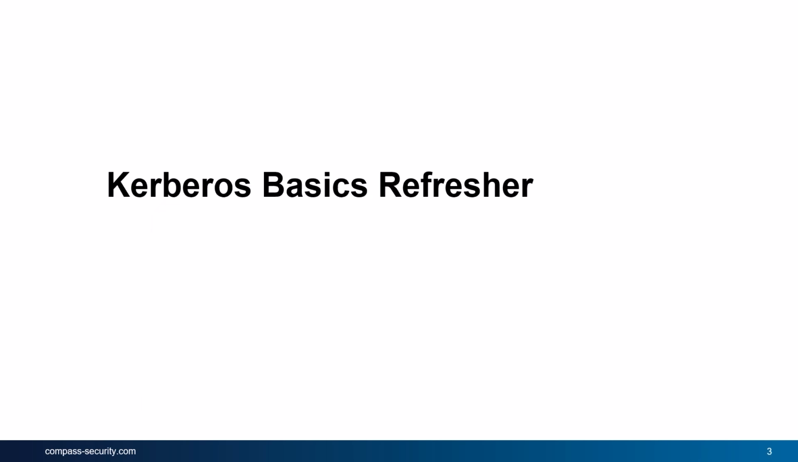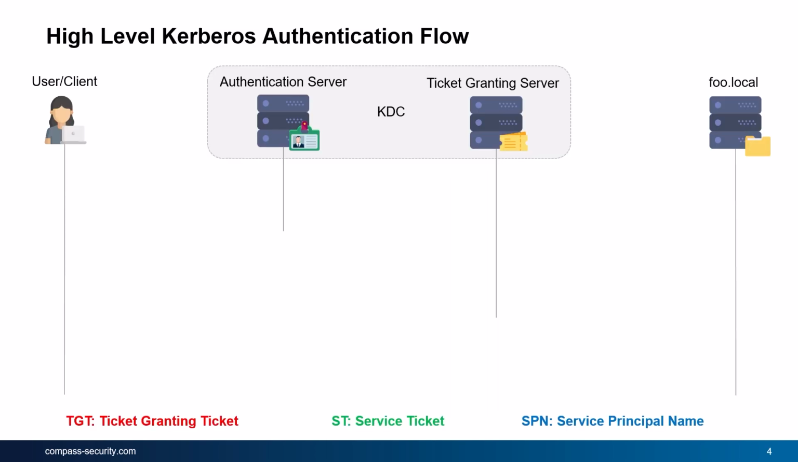However, let's do a quick refresher on the basic mechanisms that will be relevant for Kerberoasting. If you remember, the high-level authentication flow of Kerberos looks as follows. We have a client that wants to authenticate to a specific service, for example a file share running on foo.local. For that purpose, the user first logs in on the client and then requests a ticket granting ticket from the authentication server part of the KDC.